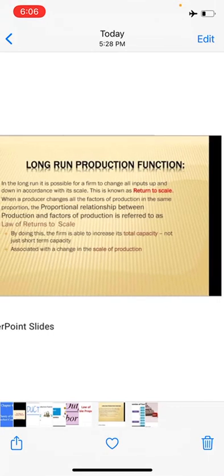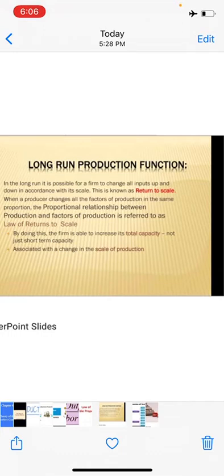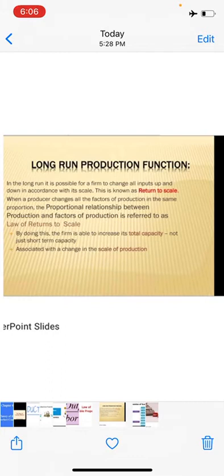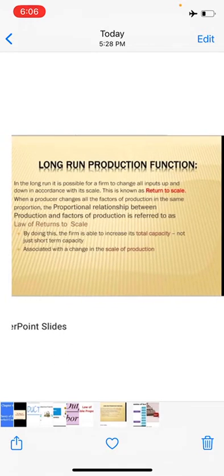Okay. Next is constant returns to scale. Constant returns to scale exist when the output increases in the same proportion as the increase in input. That means the percentage change in output is the same as the percentage change in input. For example, when you increase your input by 25%, the total output is also increased by 25%. So the percentage change in input is equal to the percentage change in output. This is called constant returns to scale.